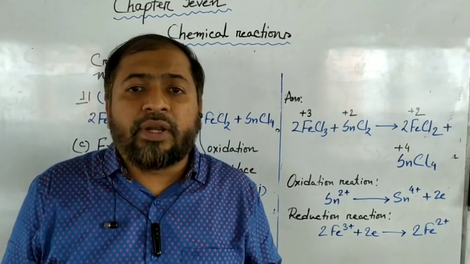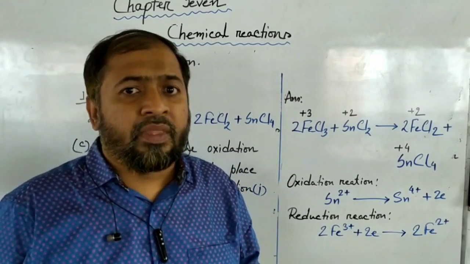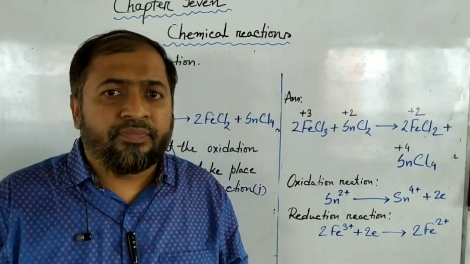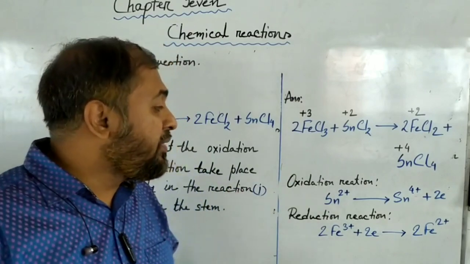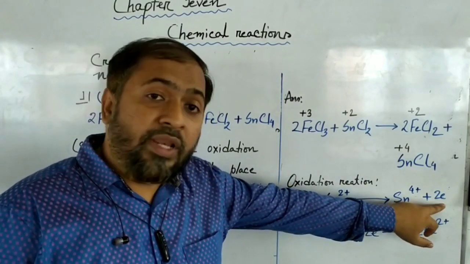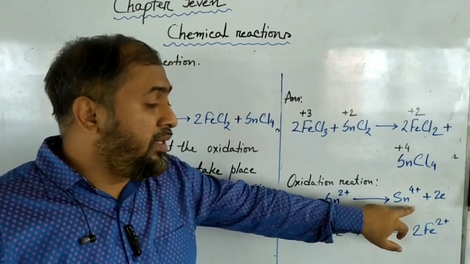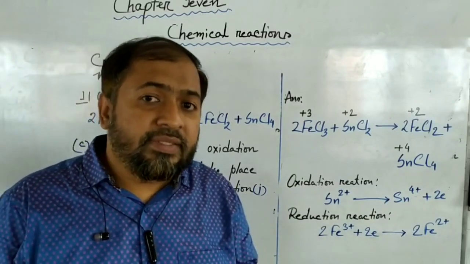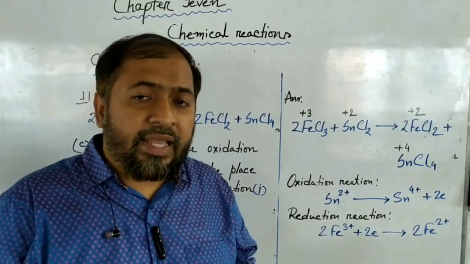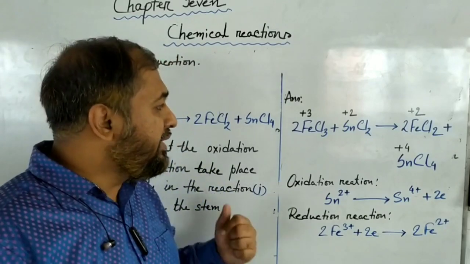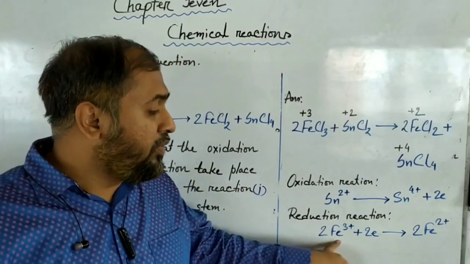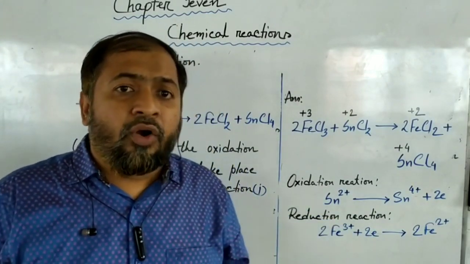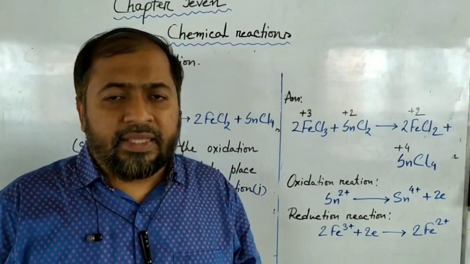Now we must know what is oxidation and what is reduction. The reaction in which any chemical substance donates electrons is known as an oxidation reaction. In this case, the stannous ion donates 2 electrons and becomes an ion with charge +4. On the other hand, what is a reduction reaction? The reaction in which any chemical substance receives electrons. In this case, the ferric ion receives 2 electrons and becomes a ferrous ion. So we can see oxidation and reduction take place in this reaction.